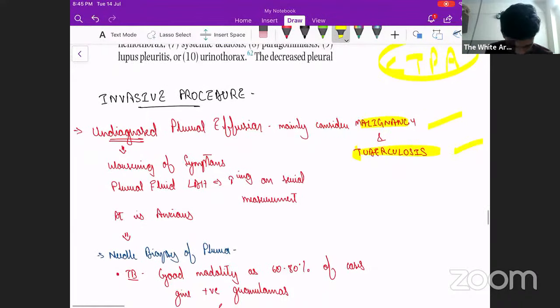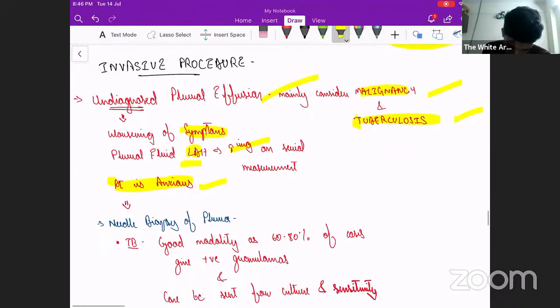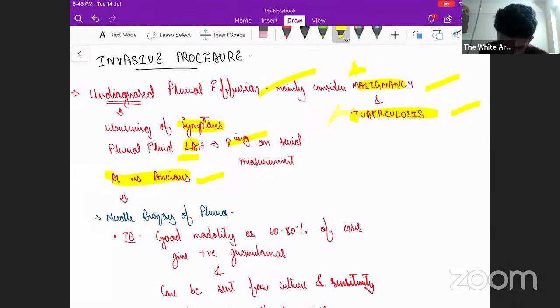So when are these indicated is when there is worsening of symptoms, when we have not been able to make a diagnosis, followed by worsening of symptoms, pleural fluid LDH continues to rise, and patient is anxious about his symptoms. This is when, because around 30 to 40% goes undiagnosed. Even after doing invasive procedure, around 20% remains undiagnosed. But those things usually reduce on their own. Okay, so if the patient is anxious, then we'll do, or else we'll usually wait and monitor LDH levels, and you'll look for symptoms. Okay, usually in 1 or 2 months, it reduces on its own. So what to be considered is malignancy and tuberculosis.